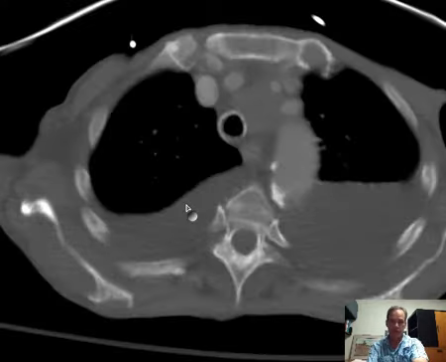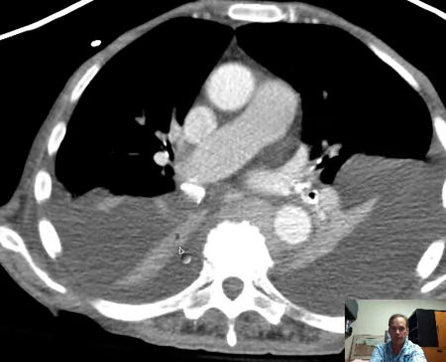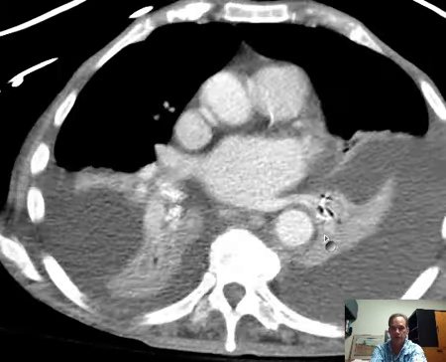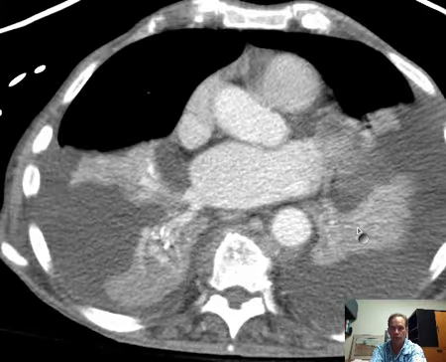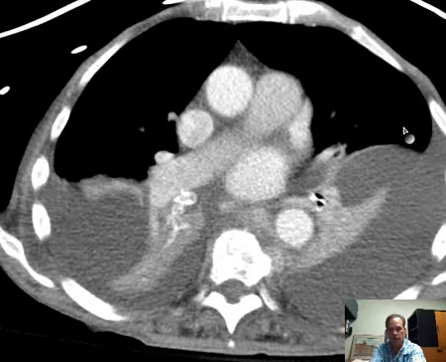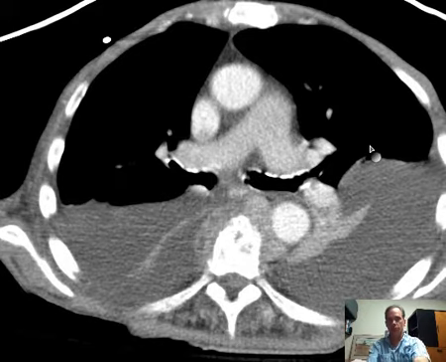So there is some atelectasis of the upper lobes, but primarily it's affecting the right lower lobe, right middle lobe, and here it's affecting the left lower lobe, and this would be the lingula of the left upper lobe, and probably some other areas of left upper lobe as well.